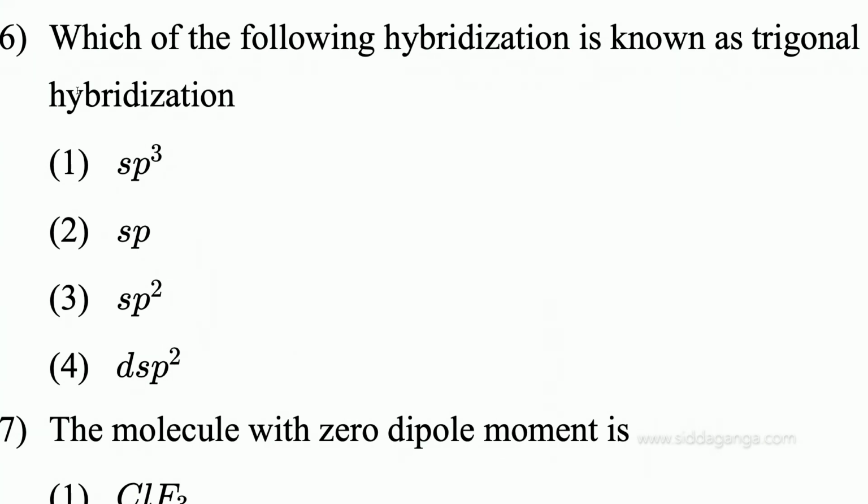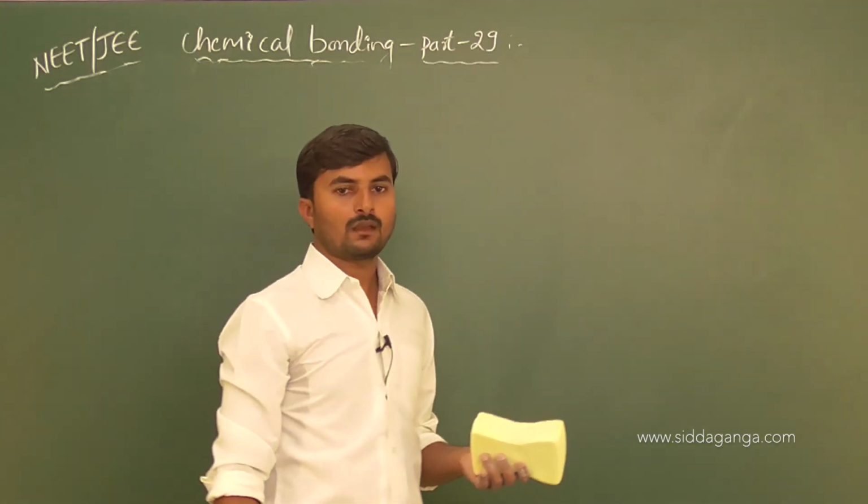Which of the following hybridization is known as trigonal hybridization? So obviously sp3 is tetrahedral, sp is linear, and dsp2 is regarding the coordination compounds, and sp2 is the trigonal planar hybridization. Which is the correct option here? Third, sp2 hybridization will show the trigonal planar shape.